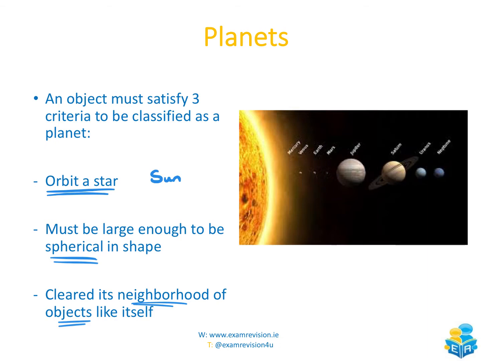So if all three of those criteria are satisfied, it's classified as a planet. Even if it misses out on one of them, it cannot be classified as a planet. So really important that all three are being met before an object is classified as a planet. So in our solar system then, we have 8 planets. We can see them here in the diagram. We have Mercury, Venus, Earth, Mars, Jupiter, Saturn, Uranus and Neptune.